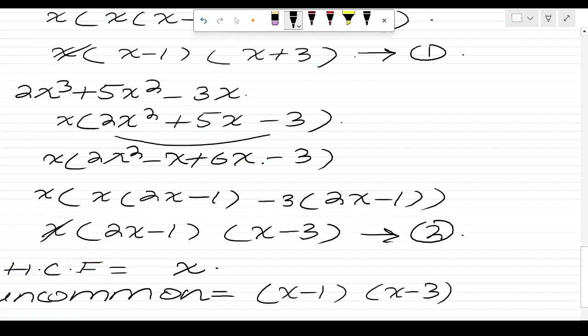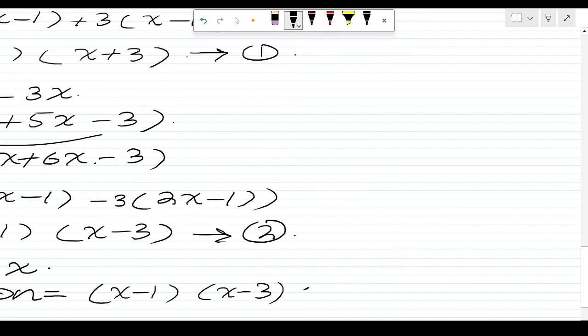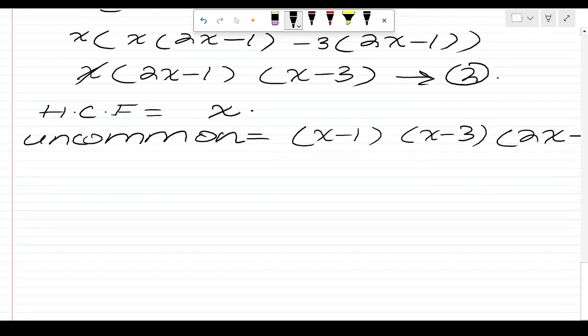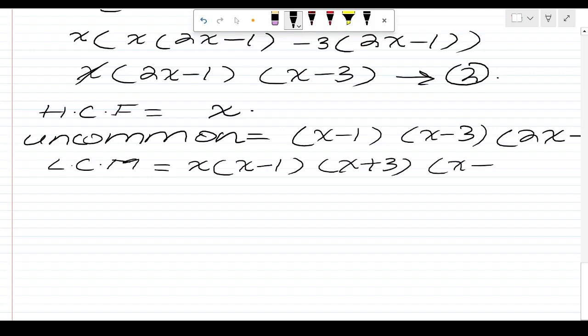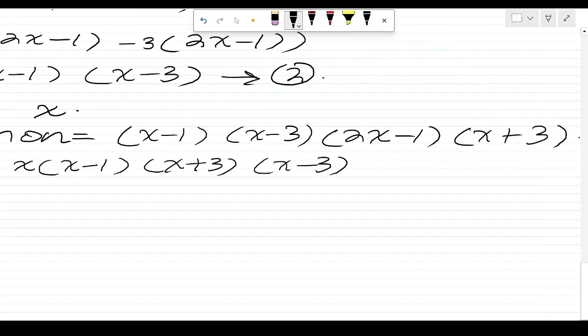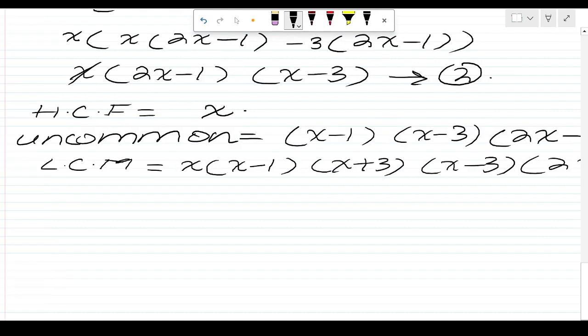can write 2x minus 1. So I'll just write here 2x minus 1. Okay, after that we will just write x plus 3 because that is also included. So now we have found the HCF and the uncommon factors, so we need the LCM. The LCM is basically the product of both HCF and uncommon factors. So we will just write x bracket x minus 1, x plus 3, x minus 3 and then we will write bracket 2x minus 1 at the end. So this is our final answer.